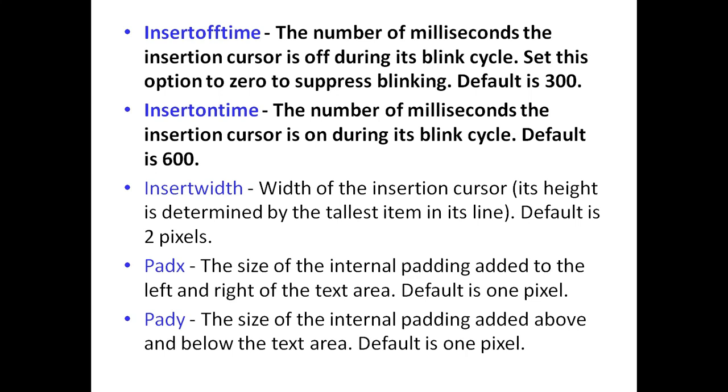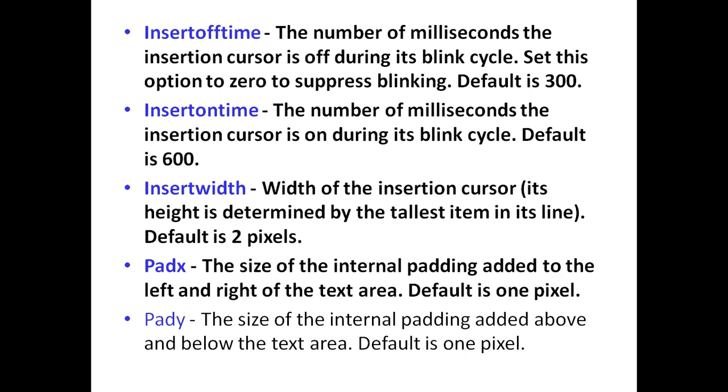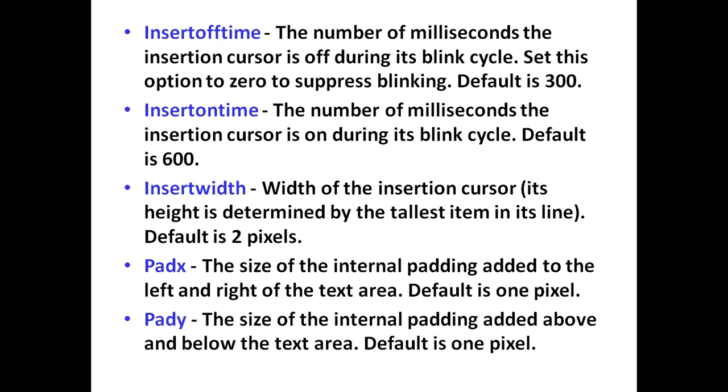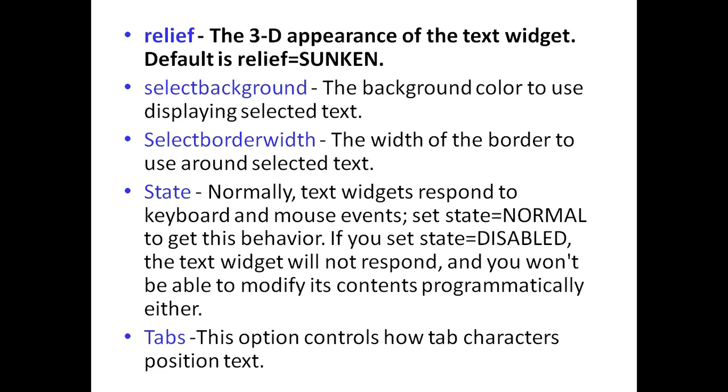Default is 600. insertwidth sets the width of the insertion cursor. Its height is determined by the tallest item in its line. Default is 2 pixels. padx sets the size of the internal padding added to the left and right of the text area. Default is 1 pixel. And pady sets the size of the internal padding added above and below the text area. Default is 1 pixel. The relief option sets the 3D appearance of the text widget.